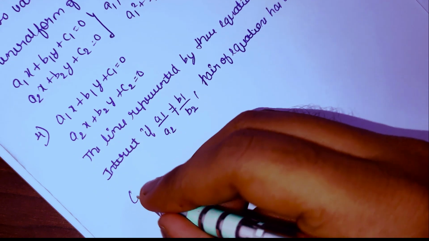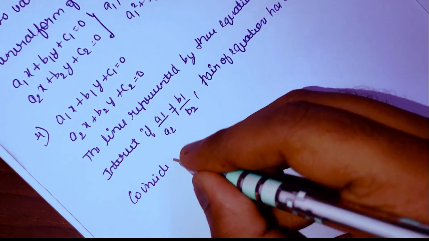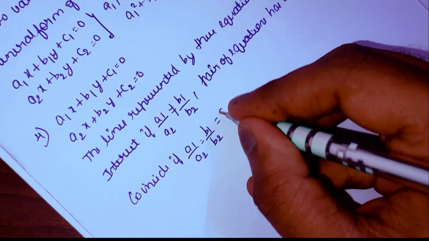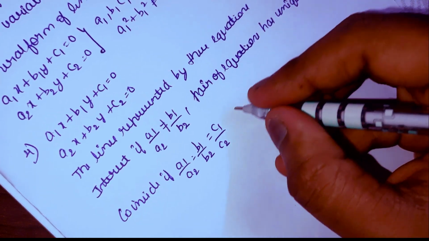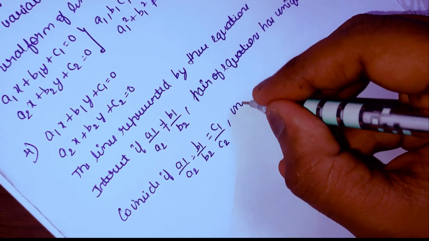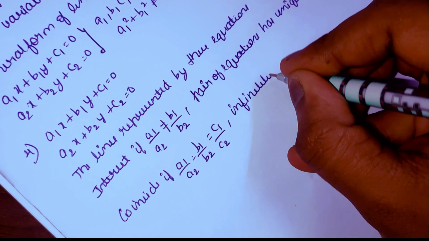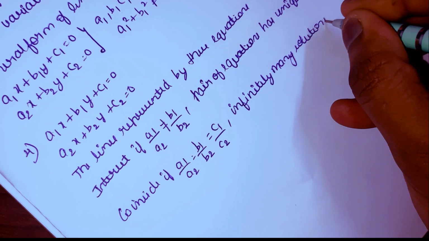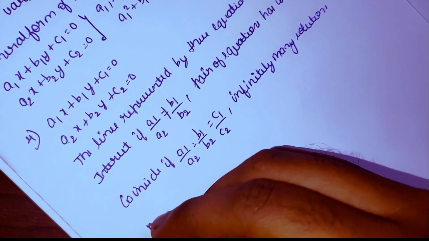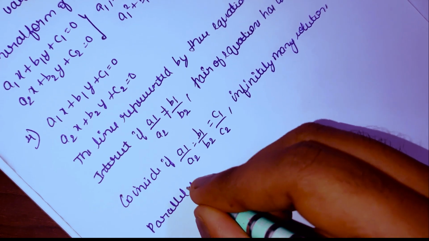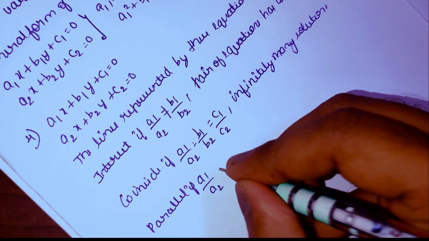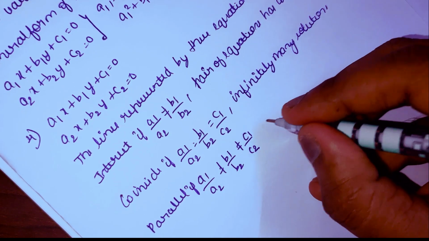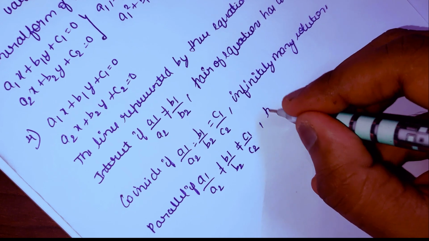And they coincide, both these lines coincide if a1 by a2 is equal to b1 by b2, that is equal to c1 by c2, and the pair of equations has infinitely many solutions. These lines are parallel if a1 by a2 is equal to b1 by b2, which is not equal to c1 by c2, and these lines have no solutions.